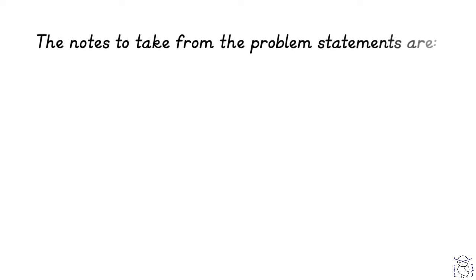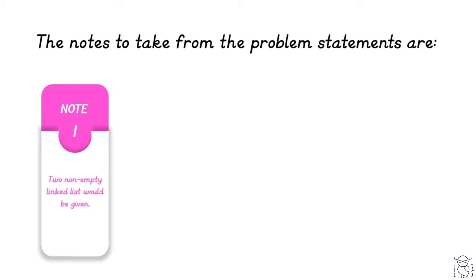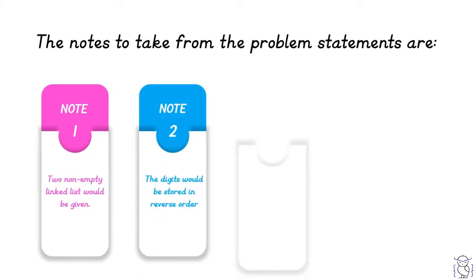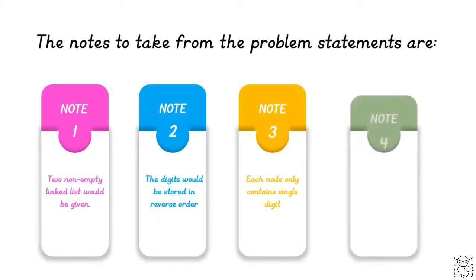The notes to take from this problem statement are, we are given two non-empty linked lists. The digits would be stored in reverse order. Each node only contains a single digit and the result should be in the form of a linked list.